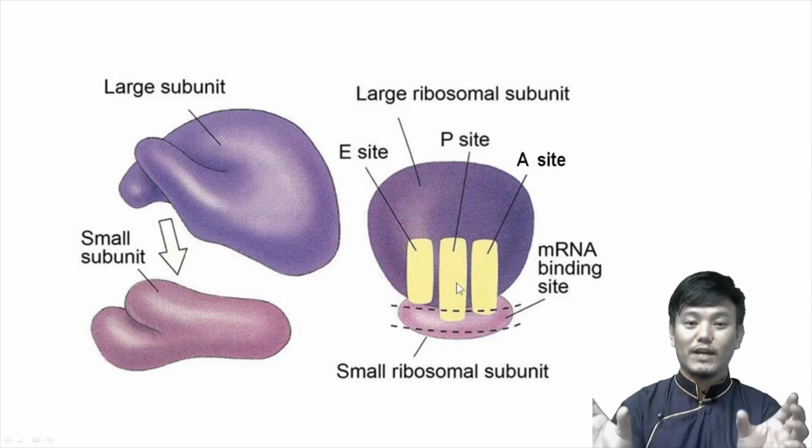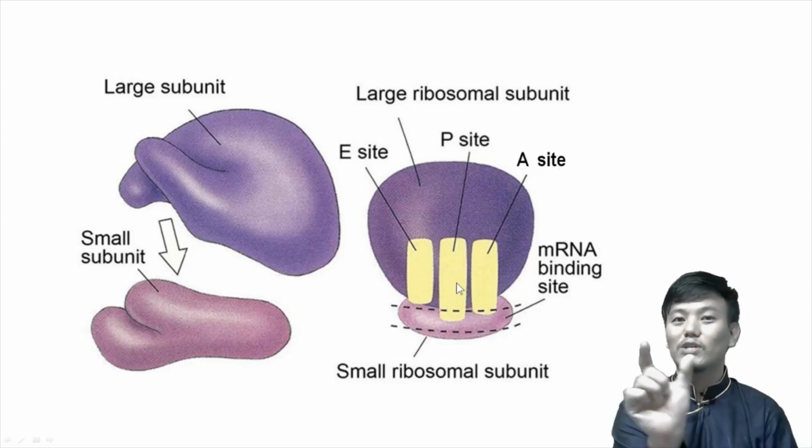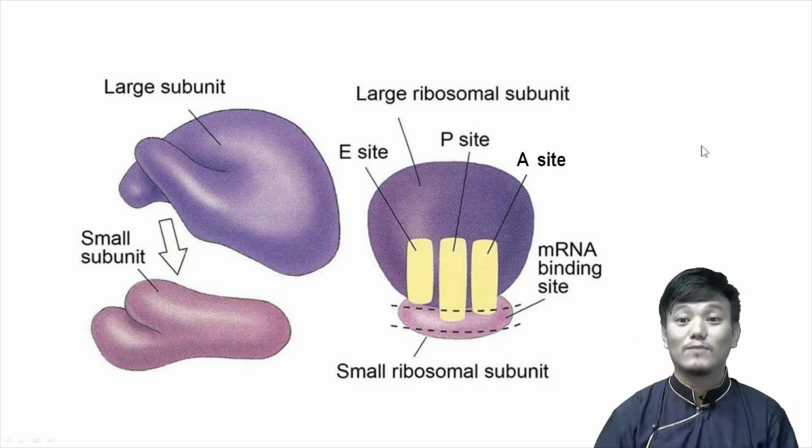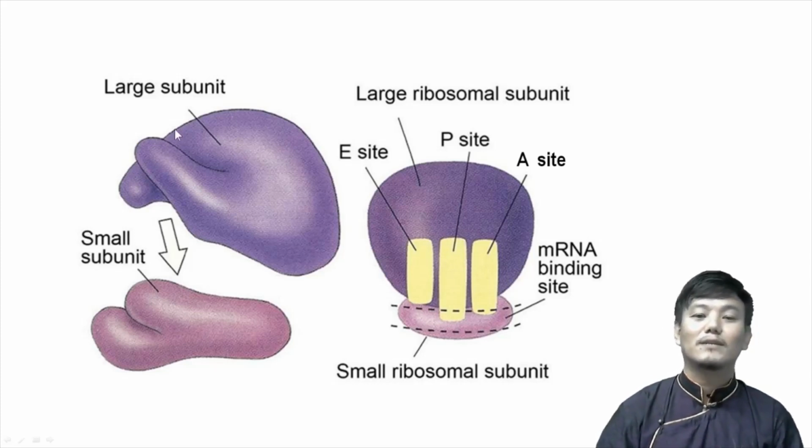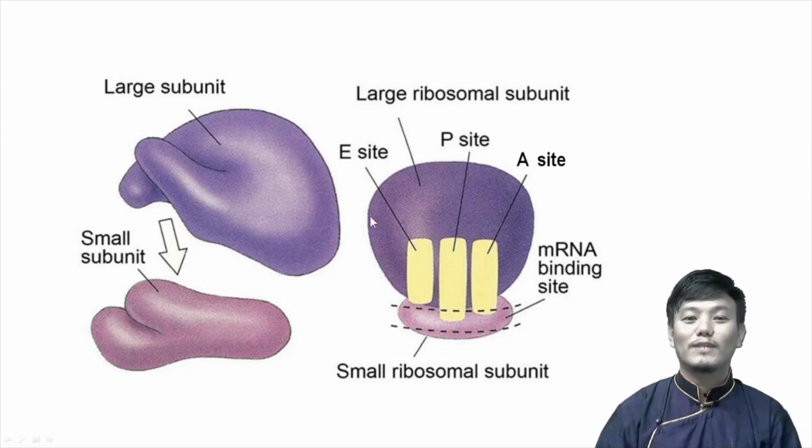And when the 2 tRNAs come close to each other, there is formation of a peptide bond between the amino acids, which are brought by the tRNAs. After the formation of the peptide bond, one of the tRNAs becomes free of the amino acid, and then it will exit the protein factory, or the ribosome, through the E site. So that is the significance of the structure of the ribosome and its binding sites.